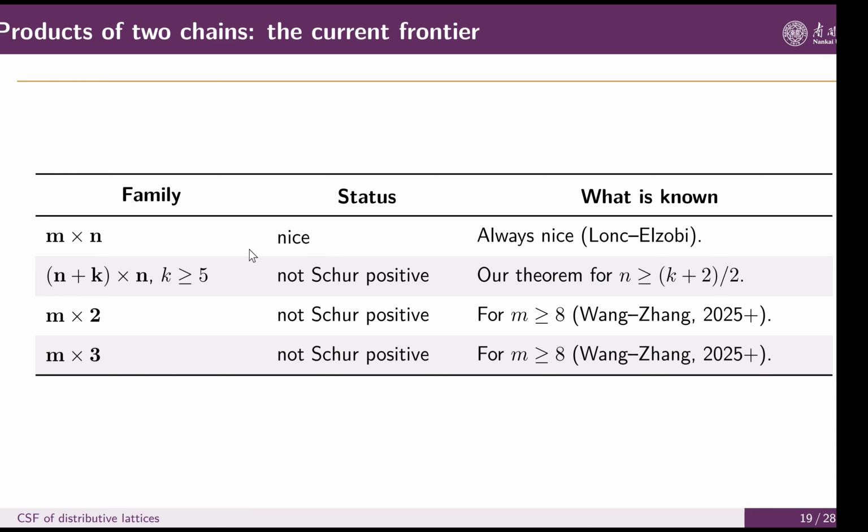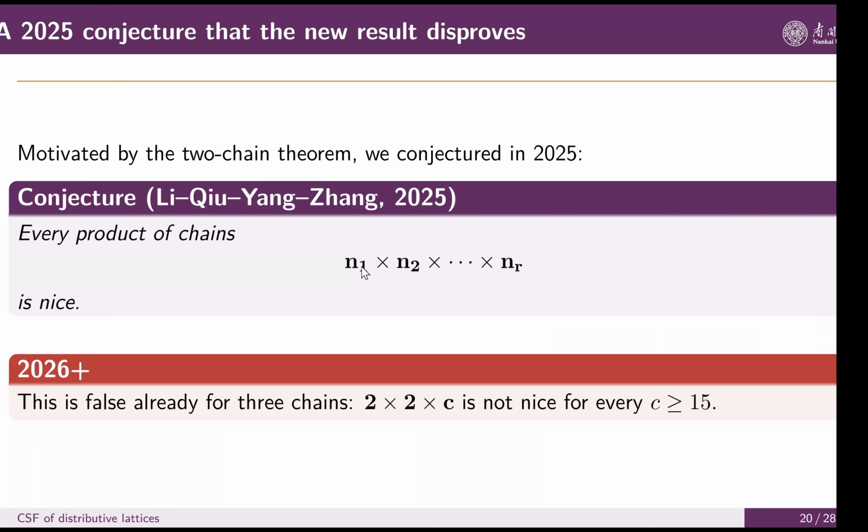And we have another progress, from last year. Inspired by Elzoby and Long's result that any product of two chains is nice, we considered whether any product of any chains is nice. So we had this kind of conjecture. But very recently, we have found that this conjecture is false, because we checked that 2 times 2 times c is already not nice for c equals 15, and it's not nice for all c greater than or equal to 15. So a product of three chains is already not necessarily nice and not necessarily Schur positive.